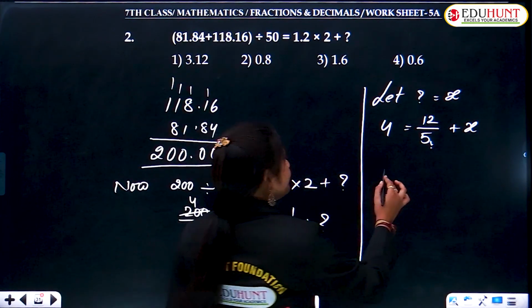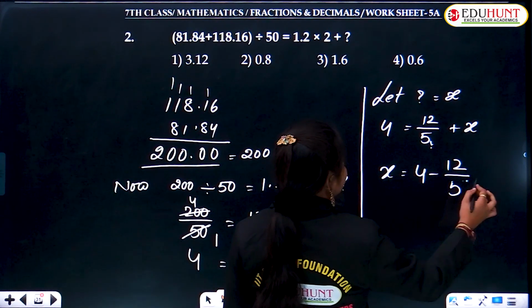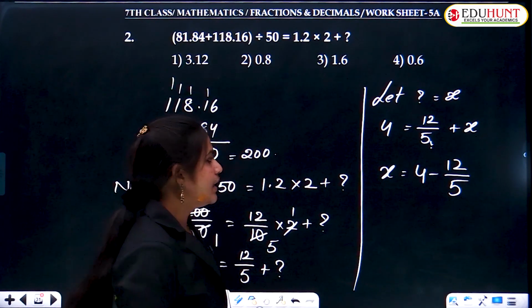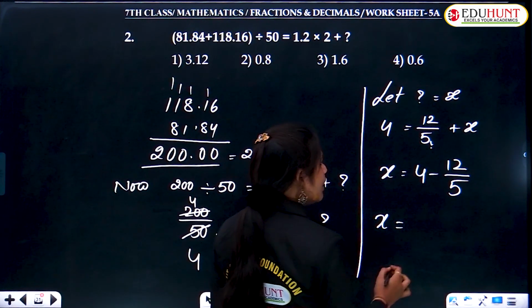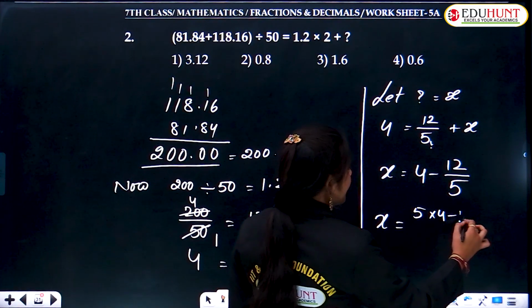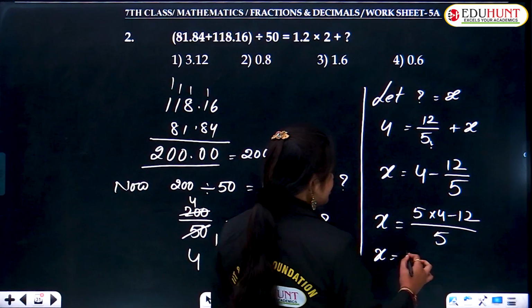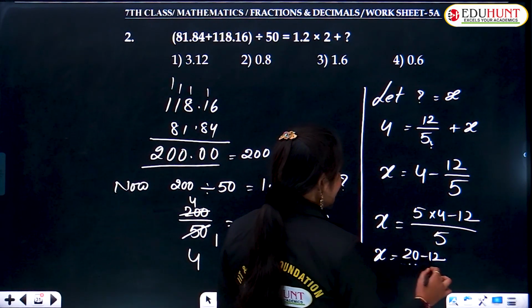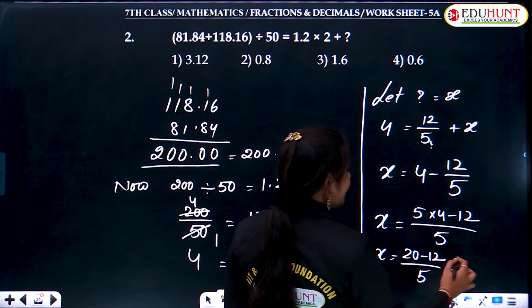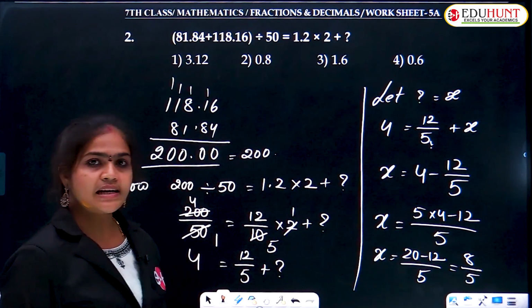Now x is equal to 4 minus 12 by 5. See, how to take the difference? x is equal to 5 fours are 20, minus 12, by 5. 20 minus 12 is 8 by 5. Then what is the answer?